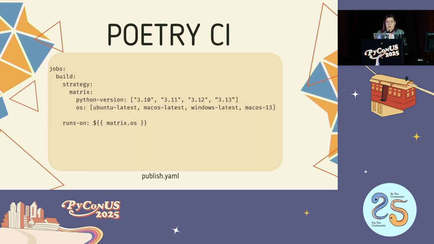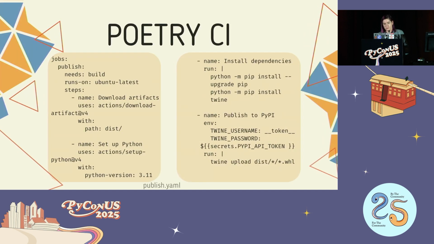In terms of the CI, this is what was required. Running against all these versions of Python, it starts at 3.10 because of the changes to NumPy, so we're using NumPy version greater than 2. And for the OS, it was required to work on Ubuntu, Mac, Windows, and Intel Macs. The jobs that I set up were pretty standard and basic. I used Twine for publishing to PyPI. That was pretty straightforward.